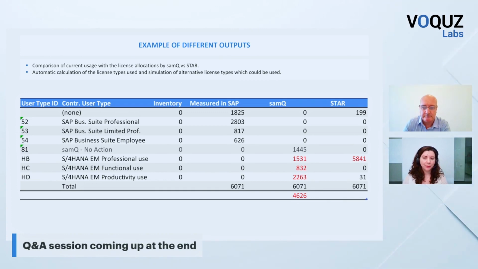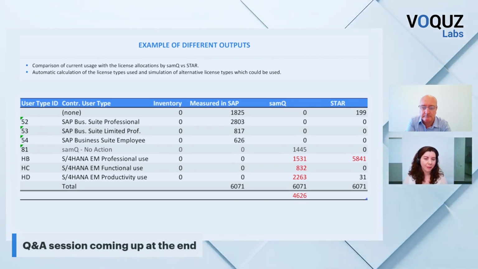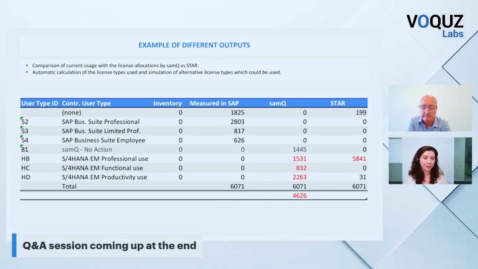So what we do see, and no, let me just explain one more. We have one line, the first line saying none. From a SAMQ point of view, or from a measured in SAP point of view, that would be the USMM output. These users would be interpreted as professionals. Users without a license type during a measurement will be read as professionals.